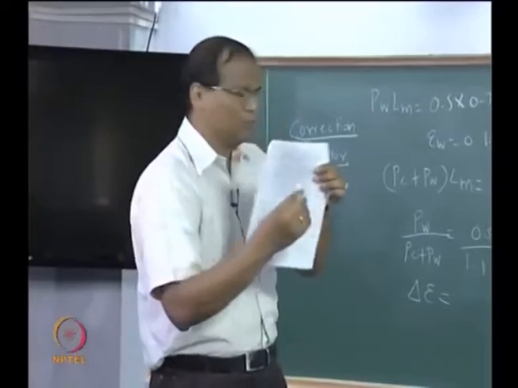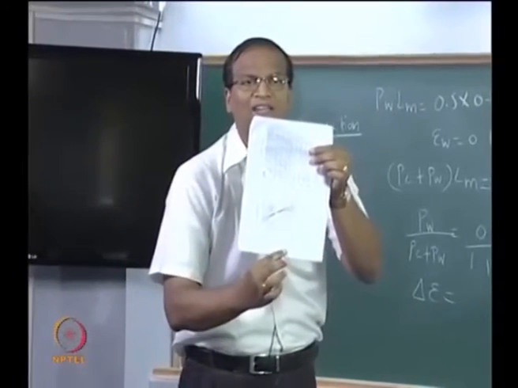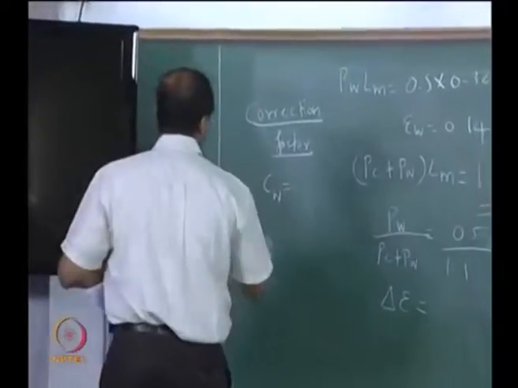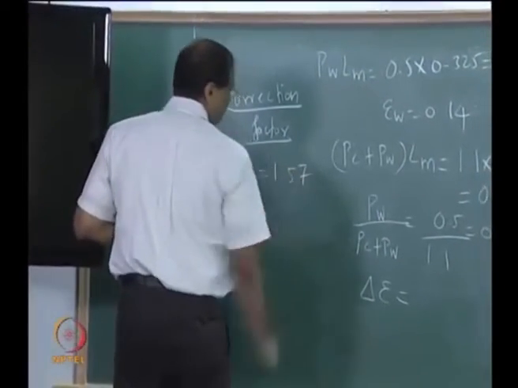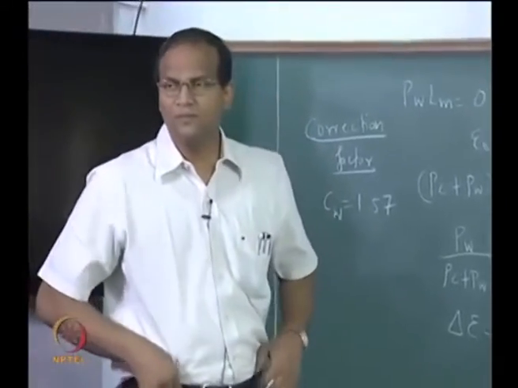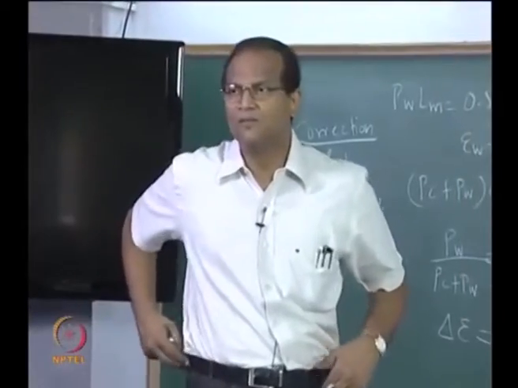2A we already got the value 0.14. Now I am applying the correction factor. Tell me the correction factor. 1.6, okay. 1.57. Okay. Delta epsilon is? Delta epsilon.